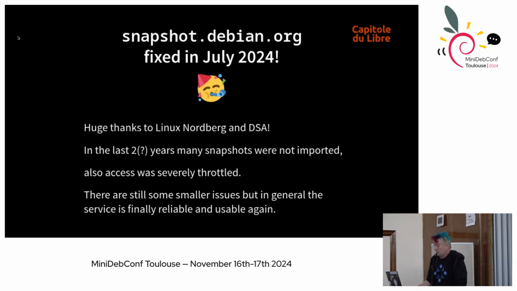But there are still some issues. In the last 2 years, many snapshots were not imported because the old machine was too slow. Normally Snapshot imports a snapshot 4 times a day, but if the importer runs for more than 6 hours, then snapshots are missing. And access was also severely throttled. This has been mostly fixed. There's still some stuff, but in general, the service is reliable again and usable. And I'm very happy about this.